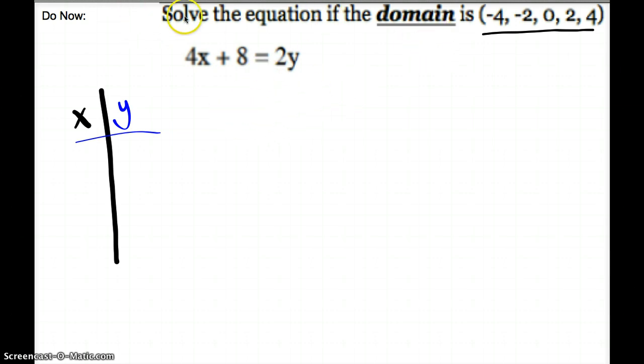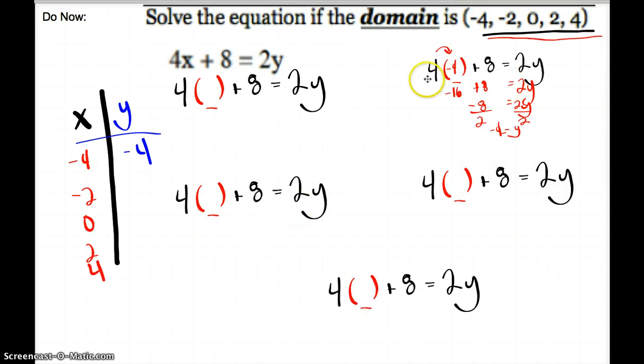We have our equation 4x plus 8 equals 2y. And I'm going to plug in each one of these terms into this space. So I did the first one. I plugged in the -4. Mathematical terms will say substitute or evaluate with the value of -4. Negative 4 times 4 is -16. 8 plus -16 is -8. Divide by 2 on both sides. Y equals -4, and that value ends up here. So this is our first ordered pair. I'm going to finish the rest of the work in just a second.